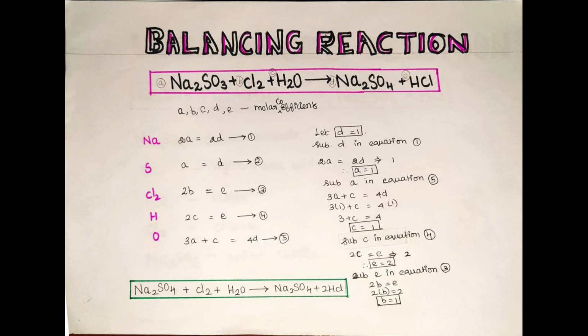For sodium, 2A equals 2D. For sulfur, A equals D. For chlorine, 2B equals E. For hydrogen, 2C equals E. And for oxygen, 3A plus C equals 4D.